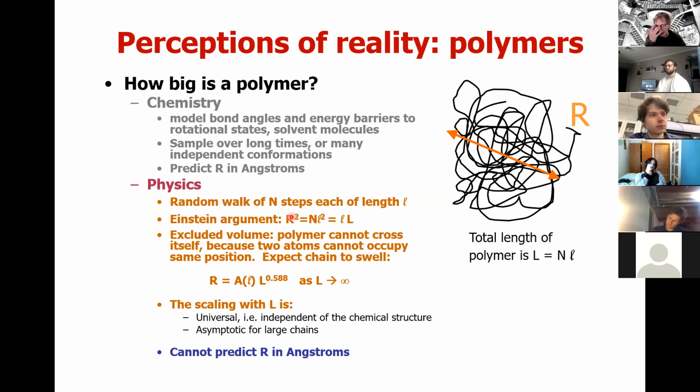Well, again, you can work this out by renormalization group theory. And it turns out that the size doesn't scale as L to the 1/2, or L to the 0.5. It scales as L to the 0.588 with other decimal places. And this scaling is something that is independent of the chemical structure. It's true for DNA, it's true for polyethylene. Okay, it doesn't matter. It's universal, and it's asymptotically true for large chains.